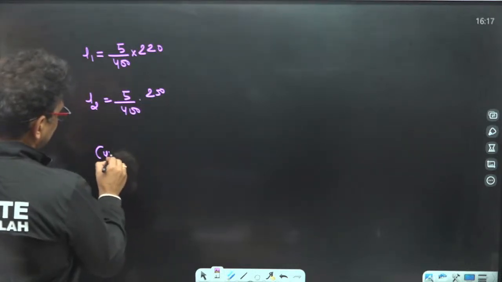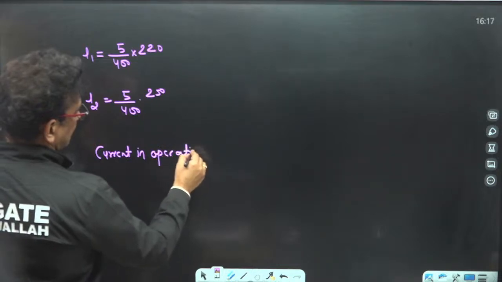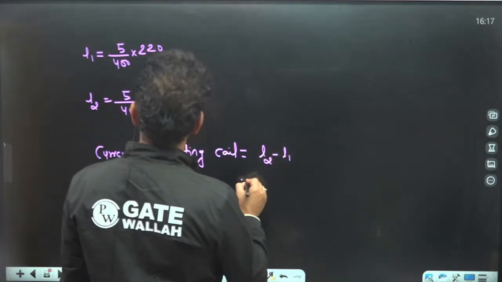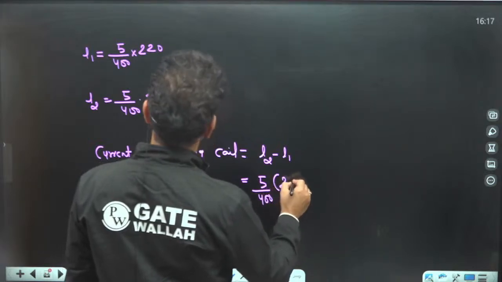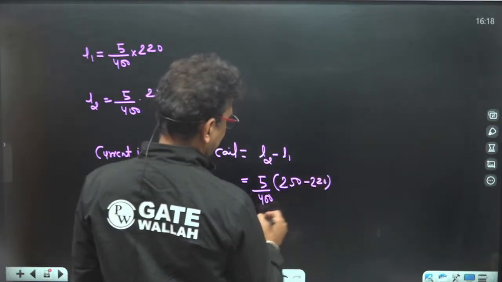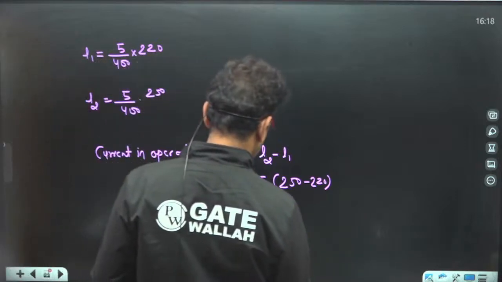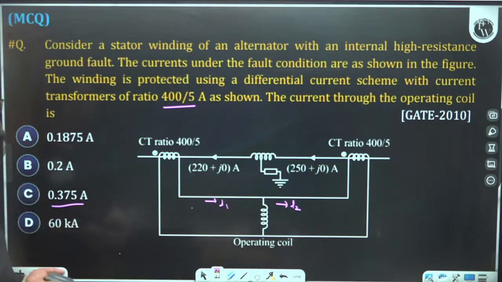So current in the operating coil is I2 minus I1. So 5 upon 400, 250 minus 220. That means 30 into 5 divided by 400, 0.375. C is the right option.